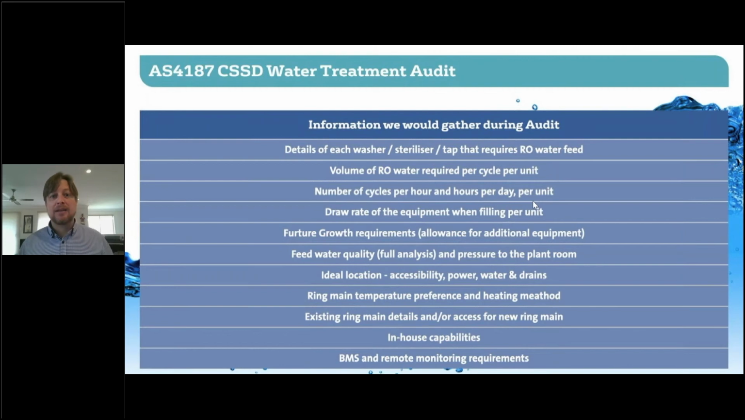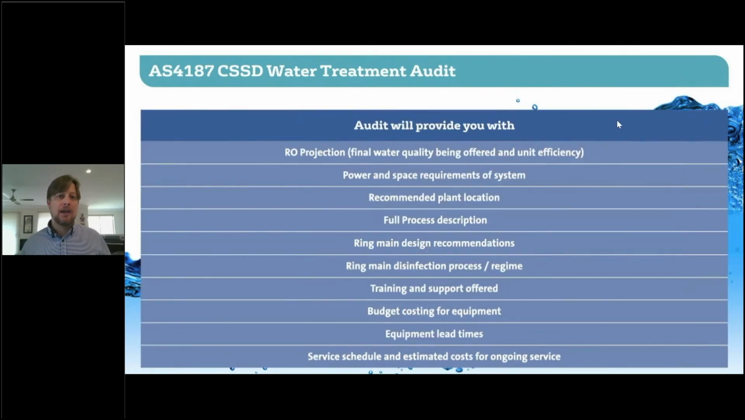And that will enable us to give you a complete audit, which includes an RO projection of what water quality the RO will produce. It will advise you the power requirements that you need, the space requirements for the system, a recommended plant location. It will include a full process description, pre-treatment, RO, and loop. Design recommendations around the ring main, including the process for disinfecting the ring main and what sort of regime, how often that needs to occur.